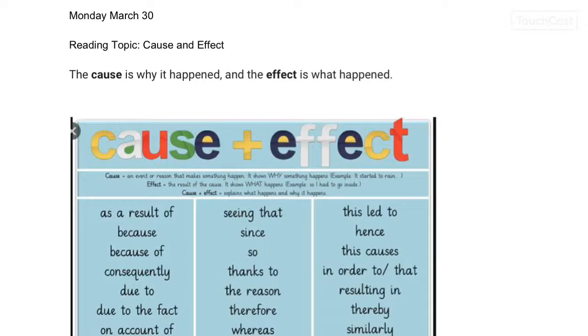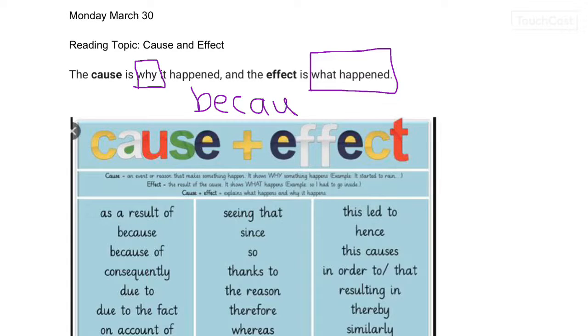Today's reading topic for Monday, March 30th is cause and effect. So let's look at the definition of cause and effect. A cause is why something happens, and the effect is what happened. One of the best words to use for cause and effect is because. So something happened because of something else. The girl was crying because she got stung by a bee.